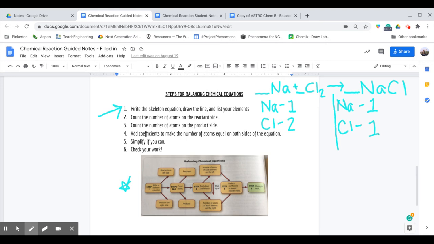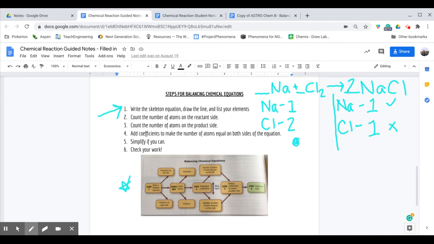So now we need to add coefficients to make the number of atoms equal on both sides. So our sodiums, as of right now, are good. We don't need to do anything. But our chlorine isn't. So if I have 2 atoms on this side, what number can I put in front of my NaCl to get me 2 over here? Remember, we do multiplication for this.